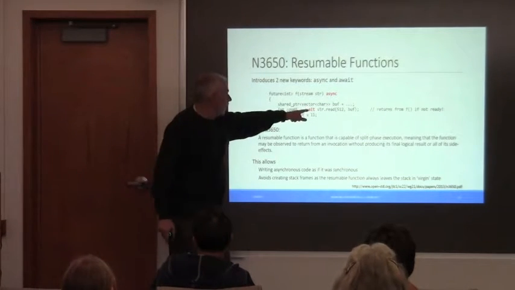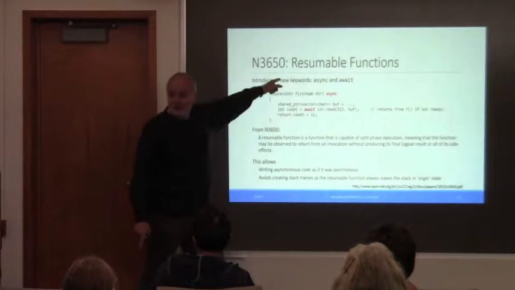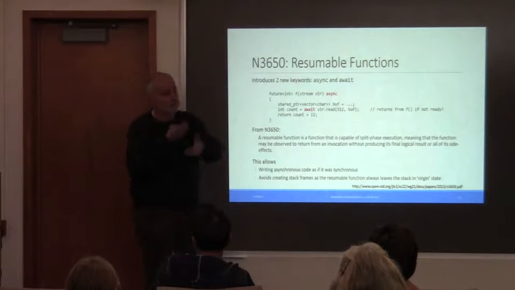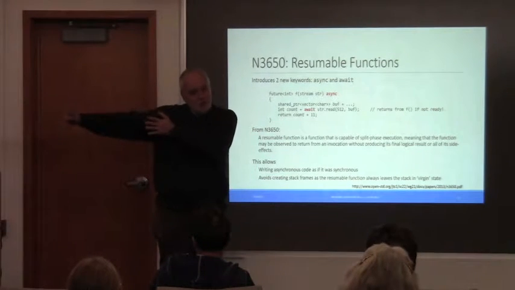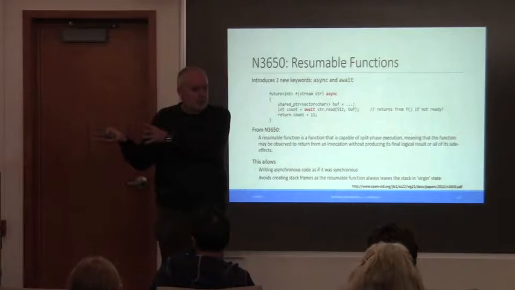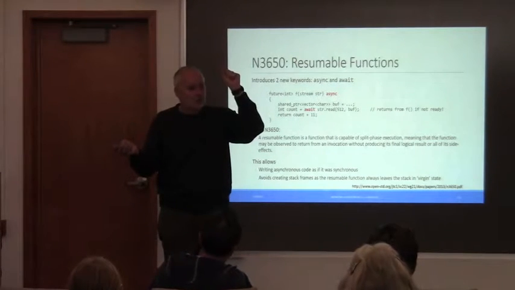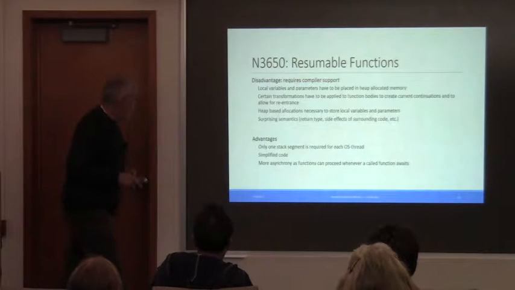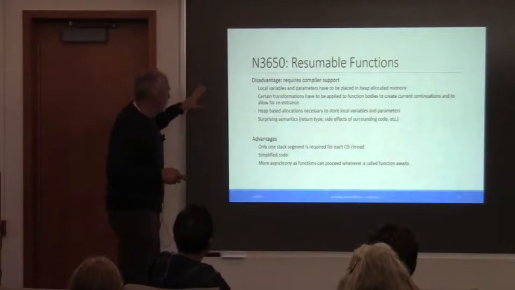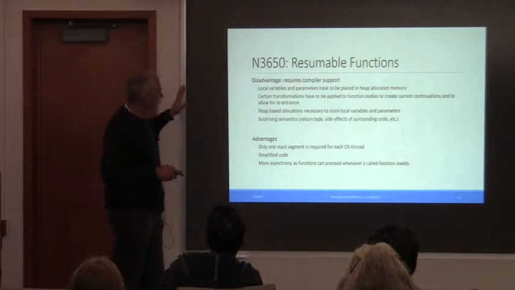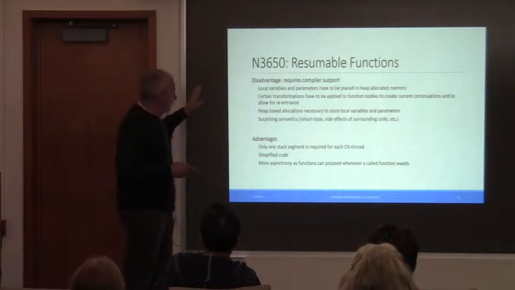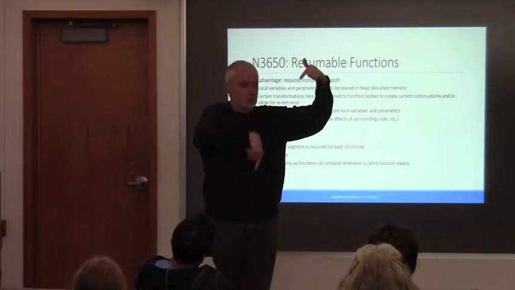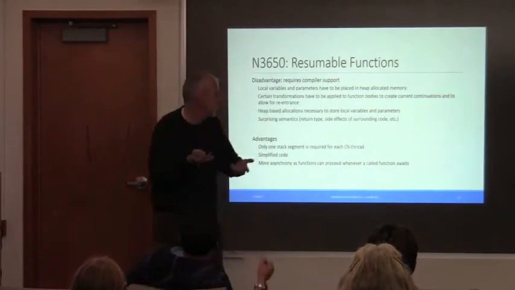So you can't return at that point from F with a library-based solution. You need compiler support for that. The compiler needs to kind of rewrite that function, put all local variables onto a separate heap segment, so you can leave the function without leaving anything behind on the stack. Requires compiler support. Local variables and parameters have to be placed in heap allocated memory. The code has to be transformed. Just imagine you're passing a pointer to a local variable of a function into a called function and things like that. So the compiler has to take care of that.